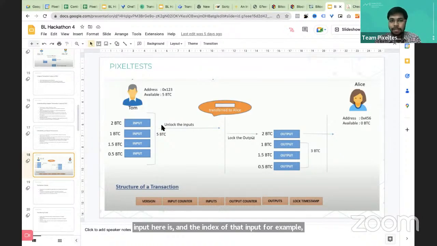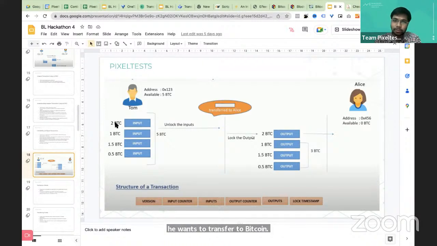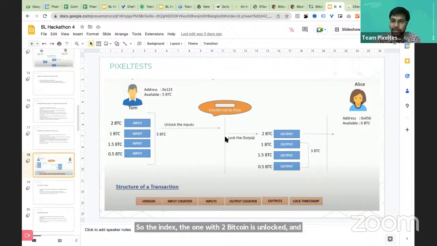So he has a specific input that is 2 Bitcoin in value. So the index 1 with 2 Bitcoin is unlocked. And then while sending to Alice, that particular output is locked. 2 Bitcoin as an output is locked and then sent to Alice.